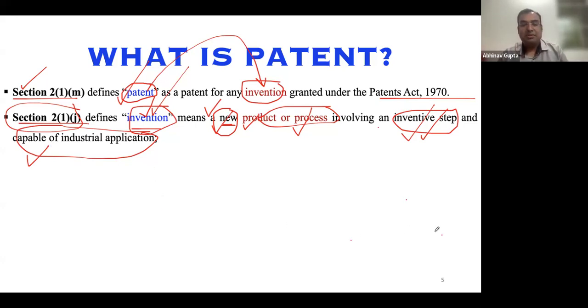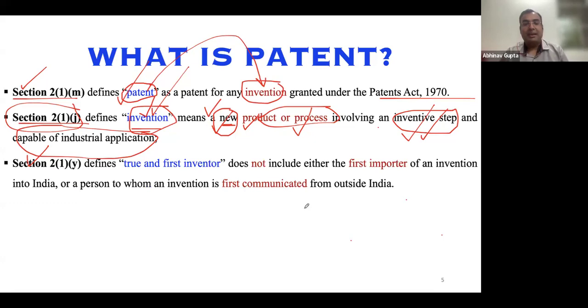So by this time, what we have done, we have understood what is patent, we have understood what is invention, right? Now from there, the next question should be, who is an inventor? Now, the Patents Act 1970 is a little tricky about it. It does not exactly define inventor. What does it define? It defines true and first inventor, and that too, it defines as a negative definition. Section 2(1)(y) defines true and first inventor, and it defines it as a negative definition, right? What does not include as a true and first inventor?